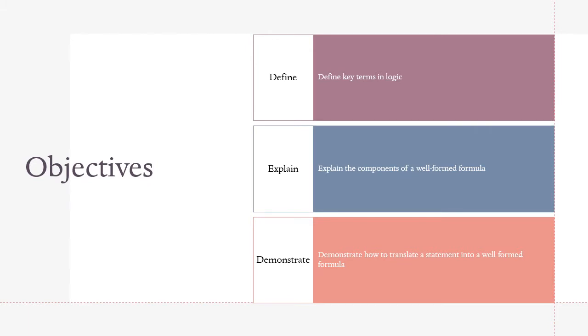In this lecture, I have three basic objectives. The first one is to just define some key terms in logic that you might come across outside of this class. The next objective is to explain the components of a well-formed formula. A well-formed formula is going to be the way in which we symbolize our logic, so it's important that you understand the basic rules behind it. And then from there, we're going to demonstrate how to translate a statement or a sentence into a well-formed formula.